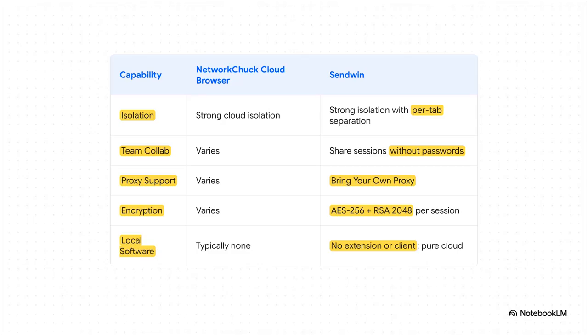So when you put all these features side by side, you can really see the evolution in this space. While older cloud browsers gave you some basic isolation, these newer platforms are all about next-level features like true per-tab isolation. The key distinctions the source highlights are things like the ability to share sessions without the password, the option to bring your own proxy for each session, and applying specific powerful encryption on a per-session basis.